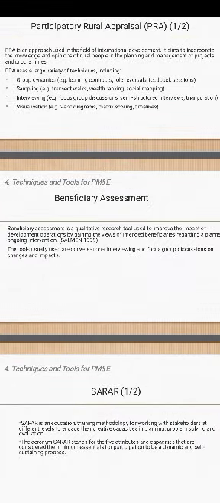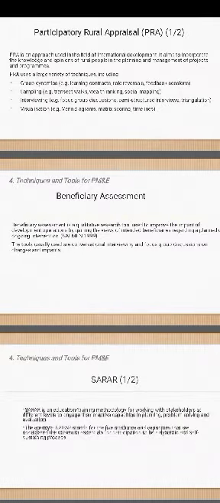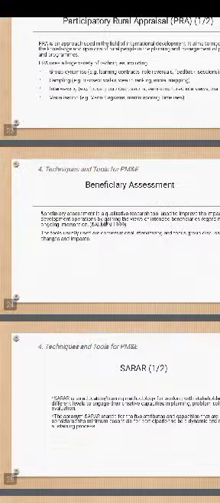Then we have another one, beneficiary assessment. What do we mean by beneficiary assessment? It's a qualitative research tool. Beneficiary assessment is a qualitative research tool used to improve the impact of a development operation by gaining the views of the intended beneficiary regarding a planned or ongoing intervention.